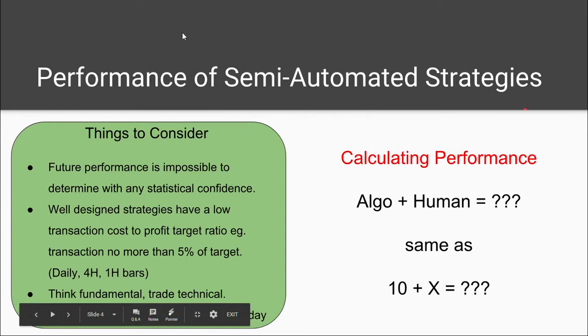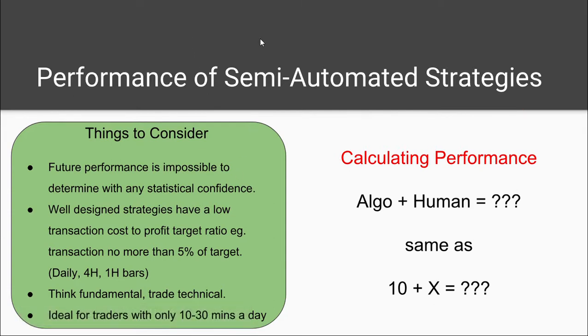Yeah, so the last point about this is it's ideal for traders with only 10 to 30 minutes a day to spend on trading, because in 10 minutes, 30 minutes, you can keep up with the economic data, you can have a look at the news, you can have a bit of a skim through what's happening in the global environment, and with that information you can decide whether you want to take a signal or not take a signal from a semi-automated strategy.